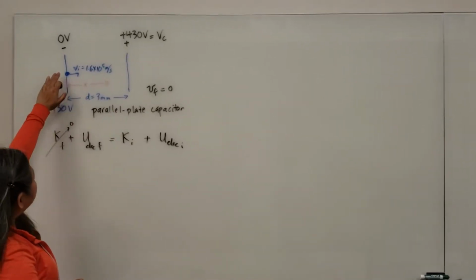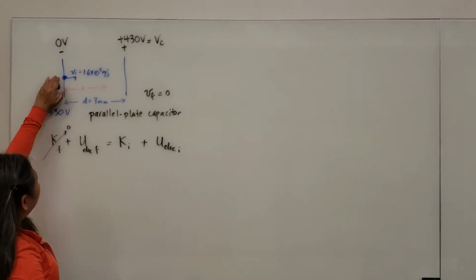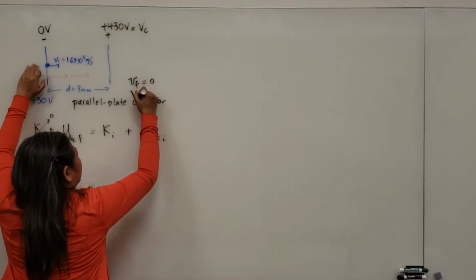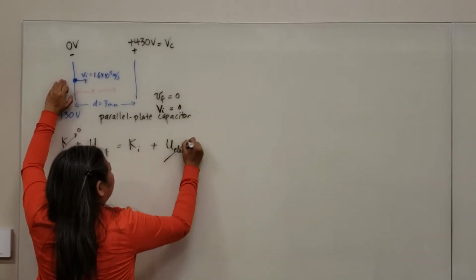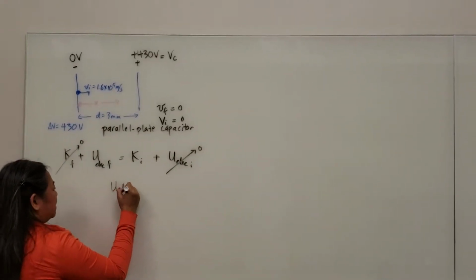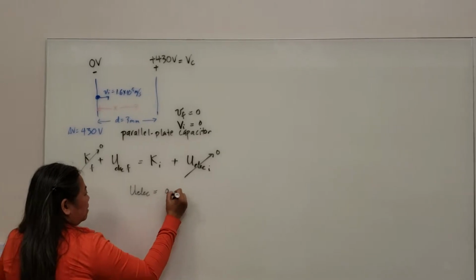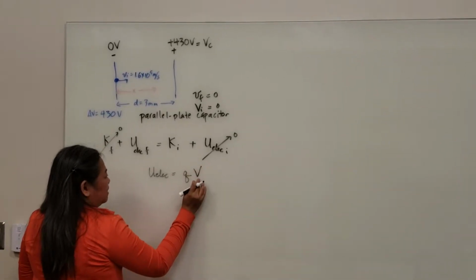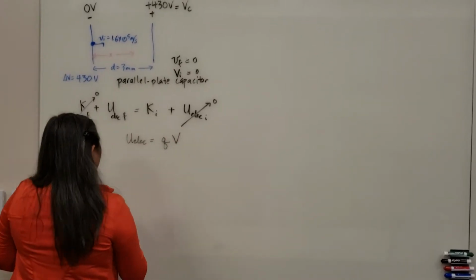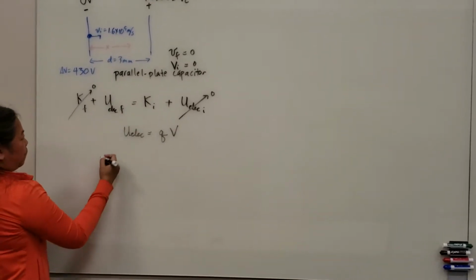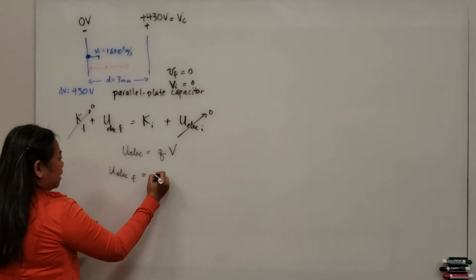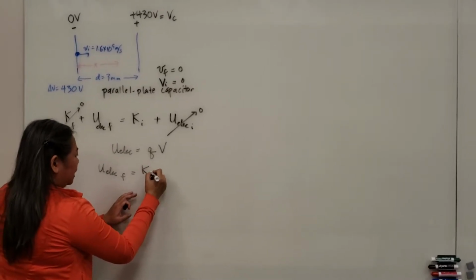Similarly, when we start out at the negative terminal, your V initial, potential initial, is zero, and therefore this one is also zero. This is all from your electric potential energy being related to potential using this equation. Therefore, if this is zero, your electric potential energy is zero, as is the case here. Your working equation is therefore that your electric potential energy is equivalent to your initial kinetic energy.